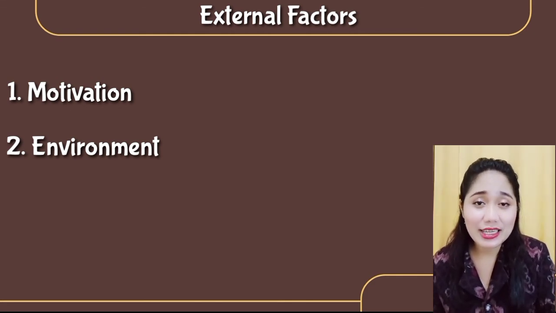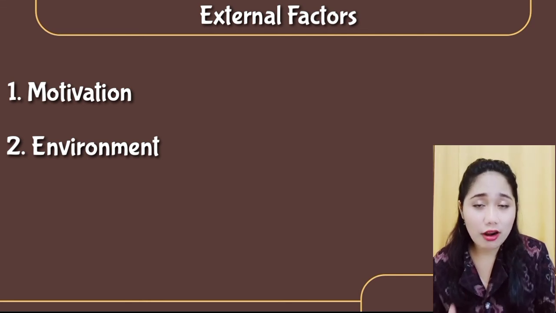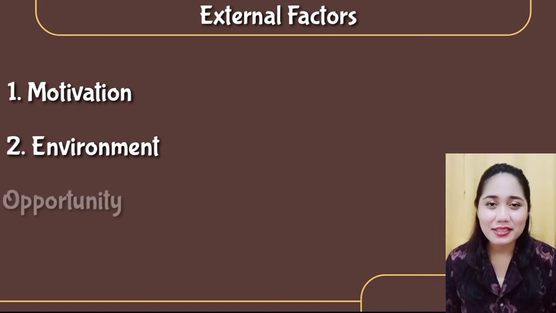And the next is the school environment. A good relationship among teachers, students, and all school members can be a great motivation for the language learners to get a better achievement. And the last is the society environment. Society environment has an important role in forming learners' academic achievement. The third factor is opportunity.